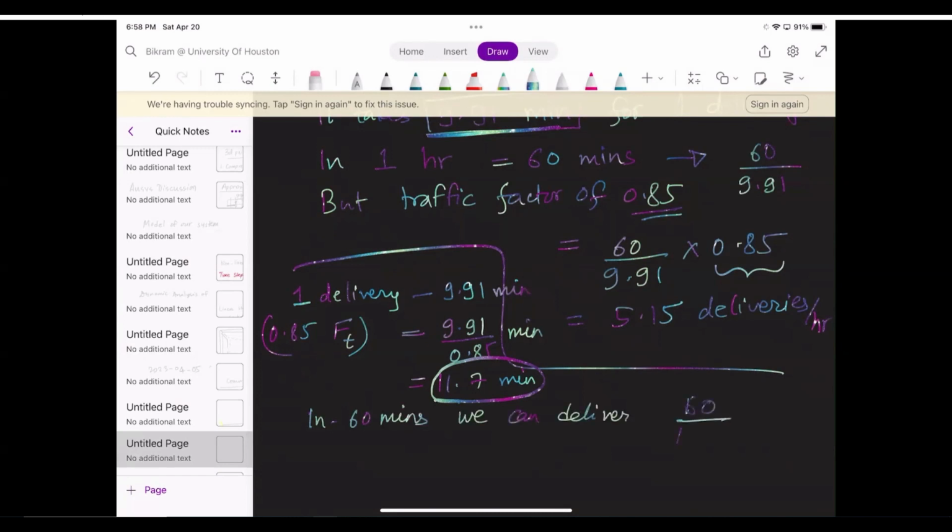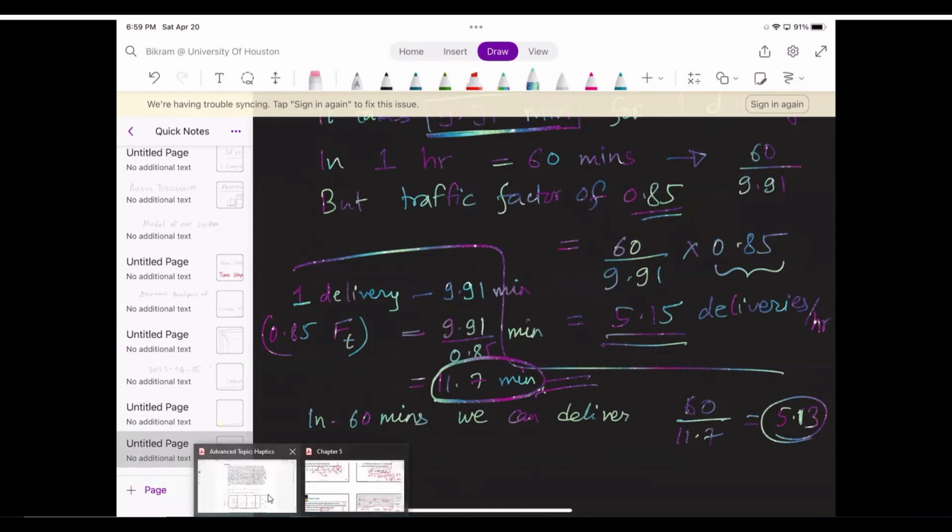60 divided by 11.7, right? So let's do it again. This gives us 5.13. So these two are equal. Here I have approximated, so the number is almost equal, but we're basically doing the same thing. There is no difference. This is just the unitary method.